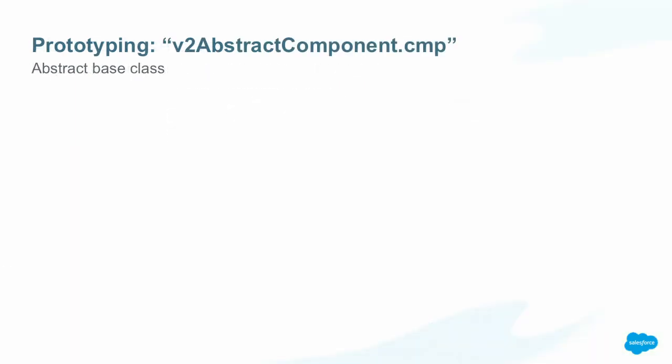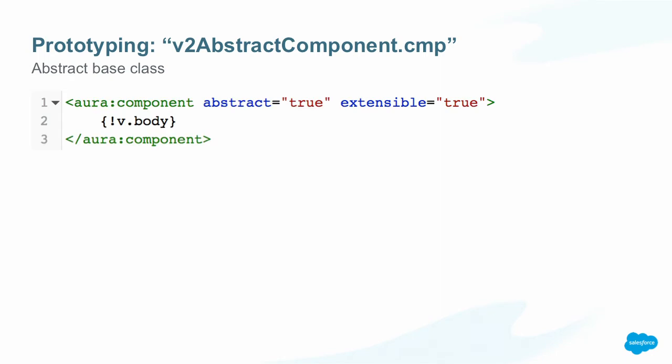So let's create an abstract base class in Lightning Component. This is really, really strange. This is really hard code. The only thing you have to do is abstract equals true, extensible equals true. And then you have an abstract base class. That's easy.